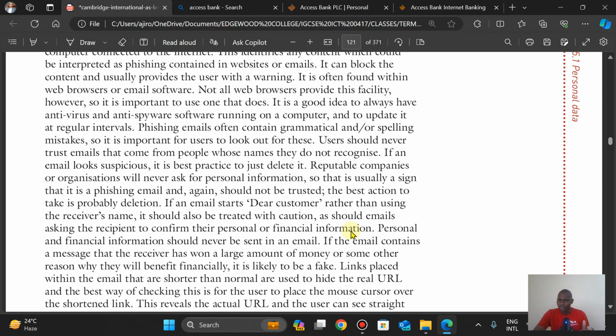If an email starts "Dear customer," rather than using the receiver's name, it should be treated with caution.